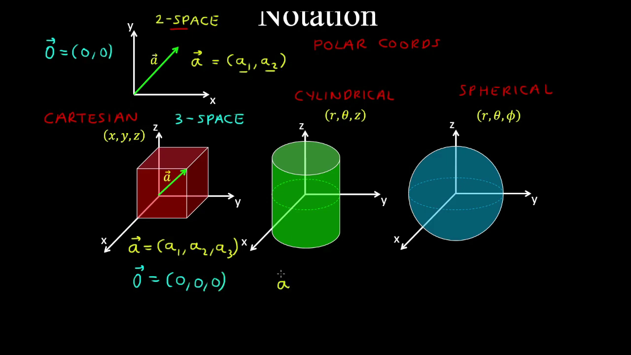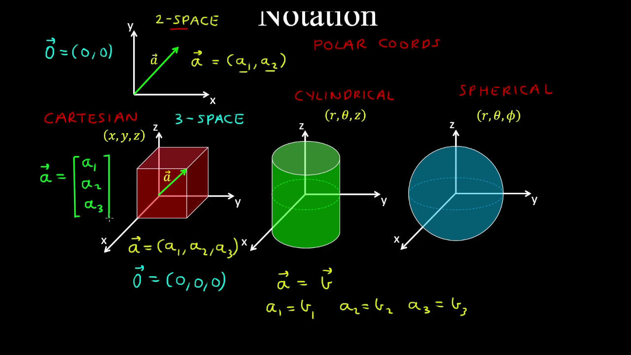And 2 vectors, A and B, are equivalent if all their components are equal. So A1 is equal to B1, A2 is equal to B2, and A3 is equal to B3. And as we've seen previously, we can write A in matrix form. So in 3 space, we can represent it as a column vector or a column matrix, or also a row vector or row matrix.